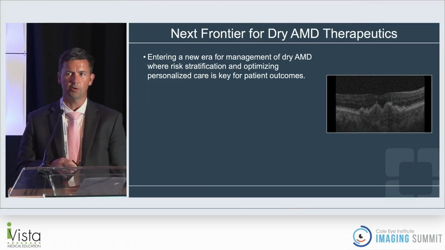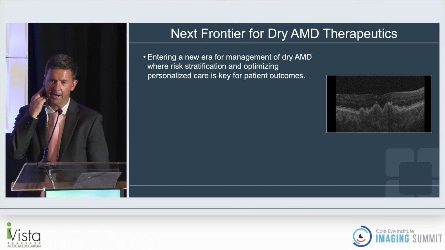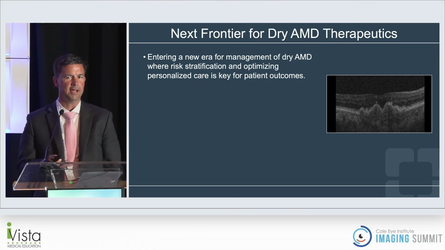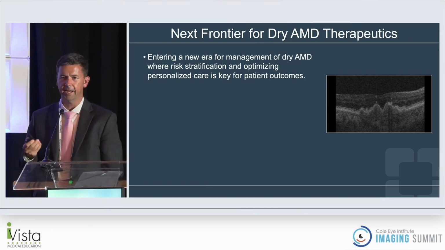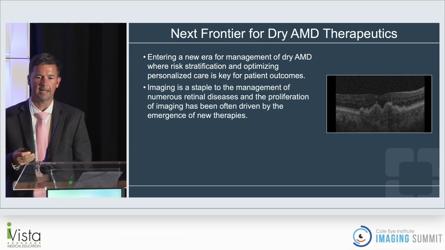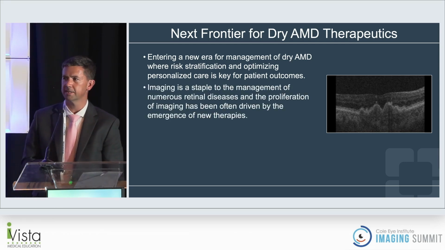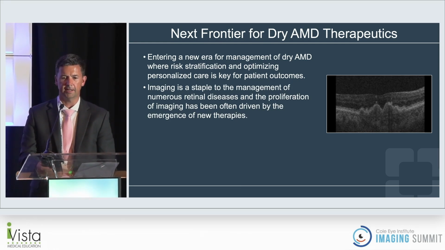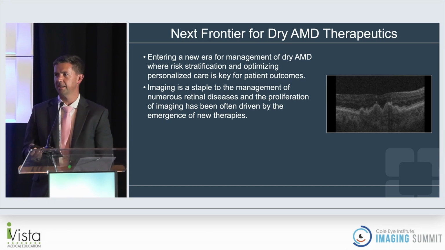So as we know, we're really in a new frontier in terms of dry AMD therapeutics, particularly here in the US, where we're managing dry AMD in a way that we haven't ever before. We have treatment for geographic atrophy, and being able to personalize that care and decide when to treat people is really important. Imaging is really the staple for how we manage so many different conditions in retina, and that imaging is really key for us as well.